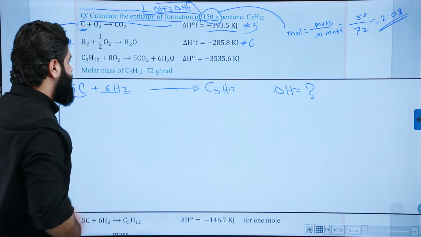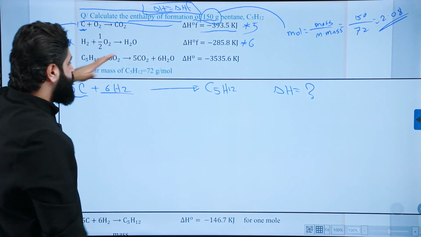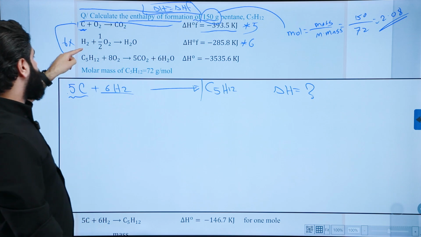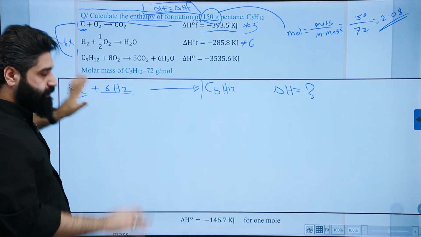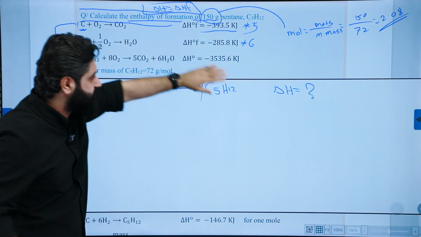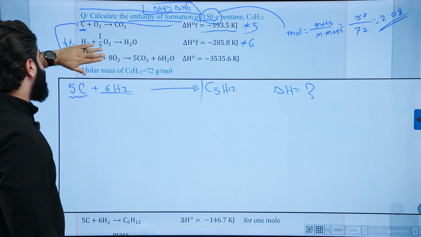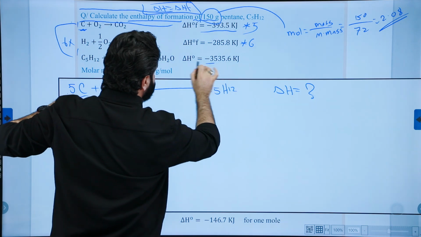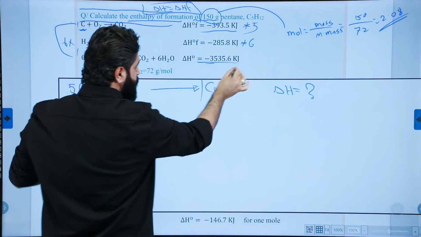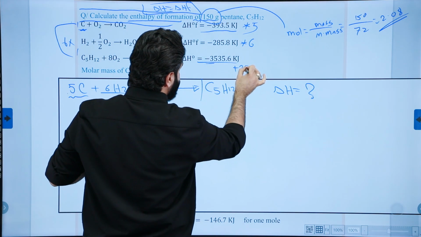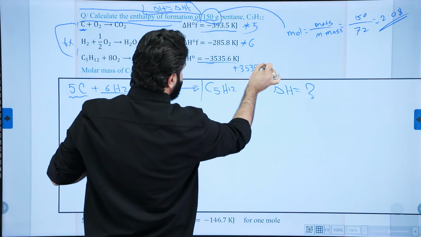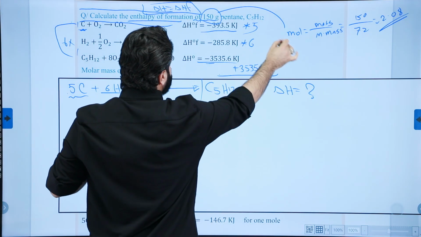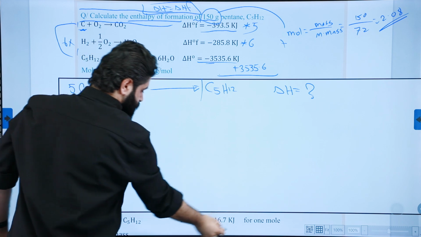Good? And C5H12, the number of moles is 1. This is in the third step, it is 1. The number of moles is okay, but the position, this is on the other side, the reactant side, so it must be reversed. So just take this number oppositely. I mean, the sign will become positive 35.6. Just use your calculator. You will get this result.